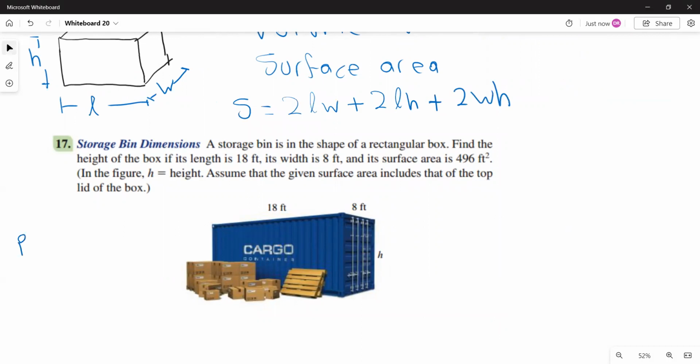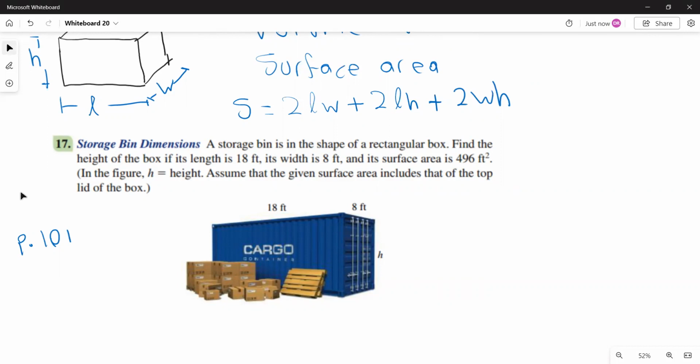And that's on page 101. A storage bin is in the shape of a rectangular box. Find the height of the box if the length is 18 feet, its width is 8 feet, and its surface area is 496 square feet.